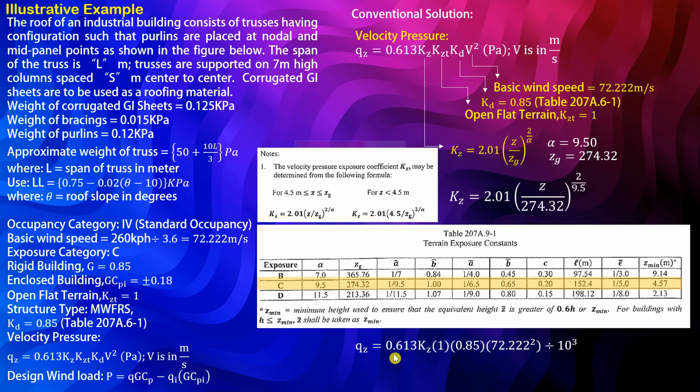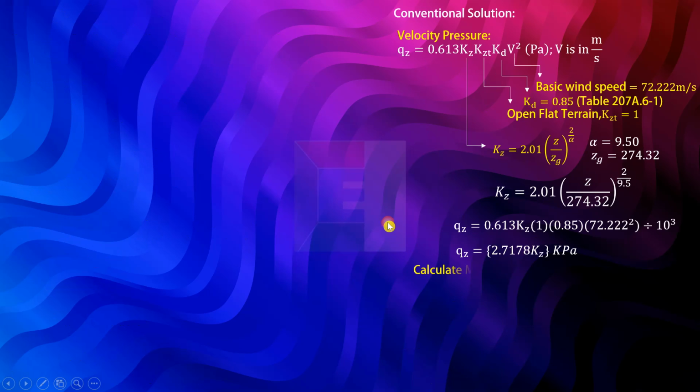So, meron na tayong qz, which is 0.613 Kz. So, Kzt is 1, Kd is 0.85, velocity is 72.222 squared. So, ito naka-Pascal to. So, we just divide it by 10 to the power of 3 para maging kPa. So, meron na tayong 2.7178 Kz, kPa.